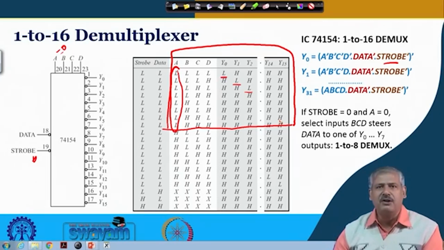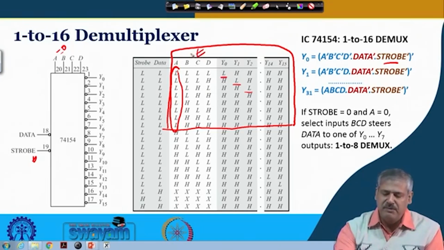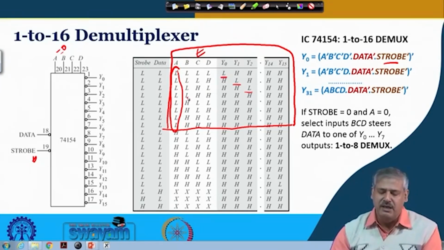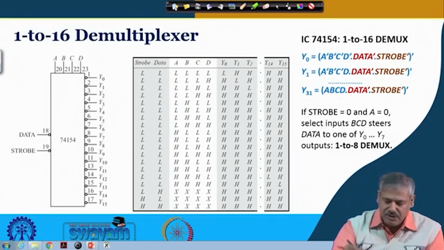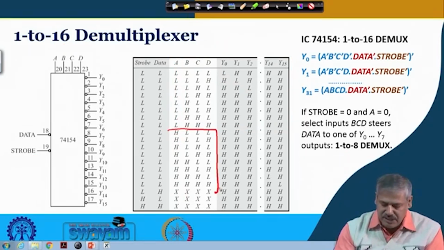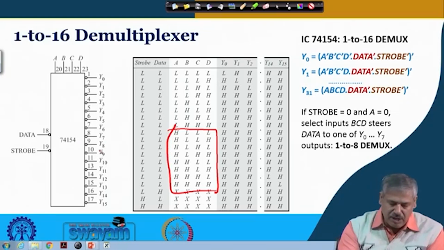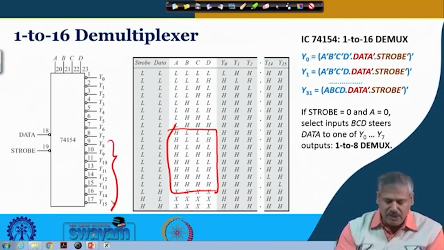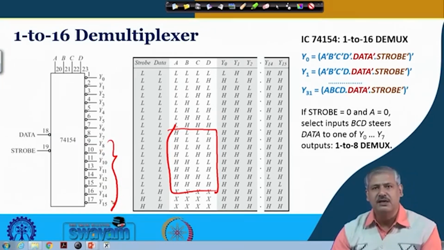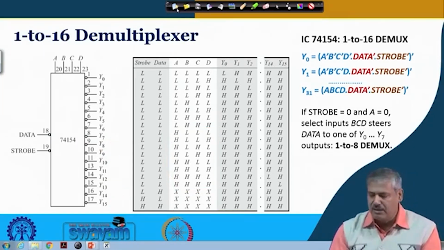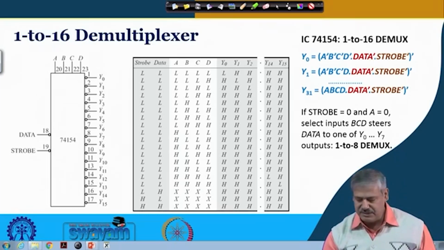So from a higher order we can always get a lower order demultiplexer by making an appropriate choice of the selection inputs, how you place values on the input side. If we had made A equal to 1 instead, then we would have looked at this block. Depending on BCD, the output would have been steered to Y8 to Y15. So this is the understanding we carry from this particular discussion.